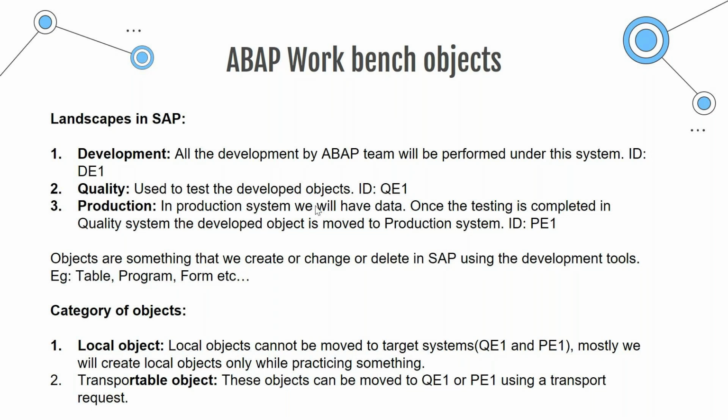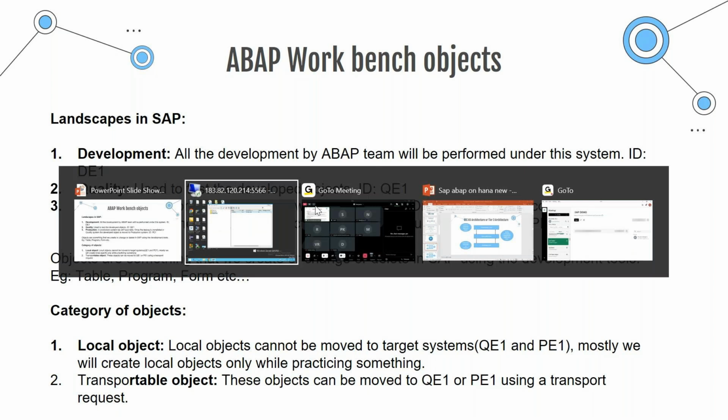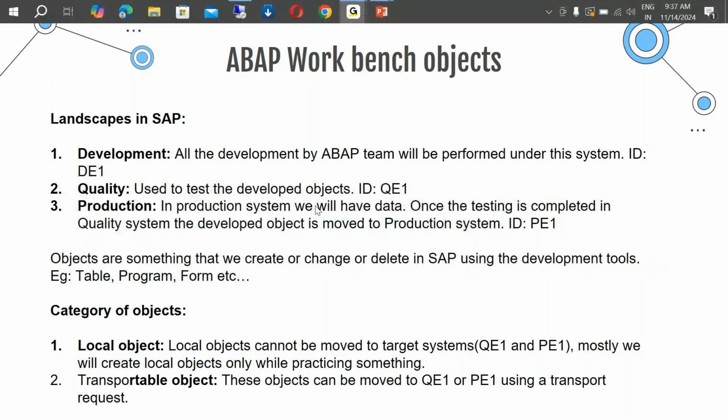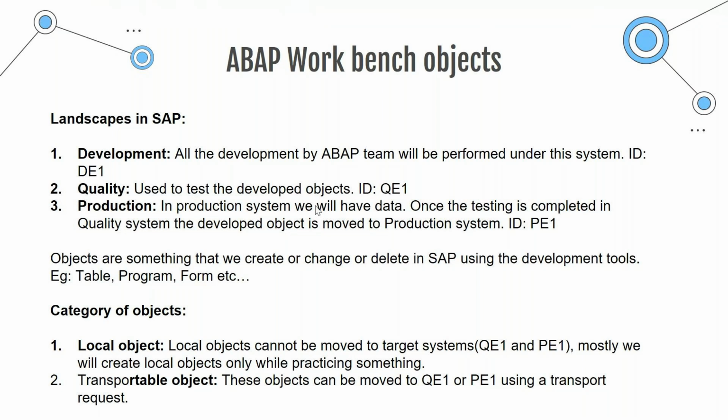Selecting a local object versus a transportable object is not rocket science. Once you hit create in SAP, you will get a pop-up. In the pop-up, it will say transportable or local. You just need to select the option. That's it. Very simple. Okay, no doubt. We'll move on.